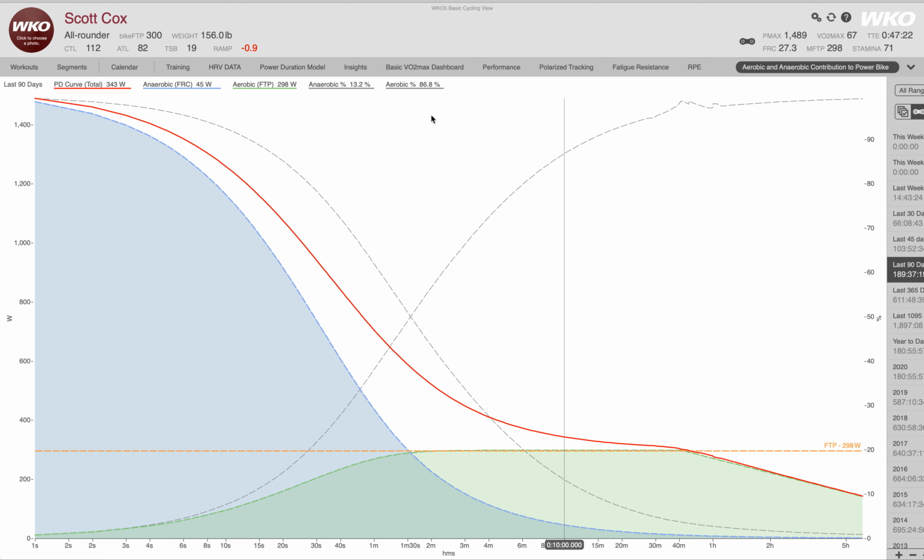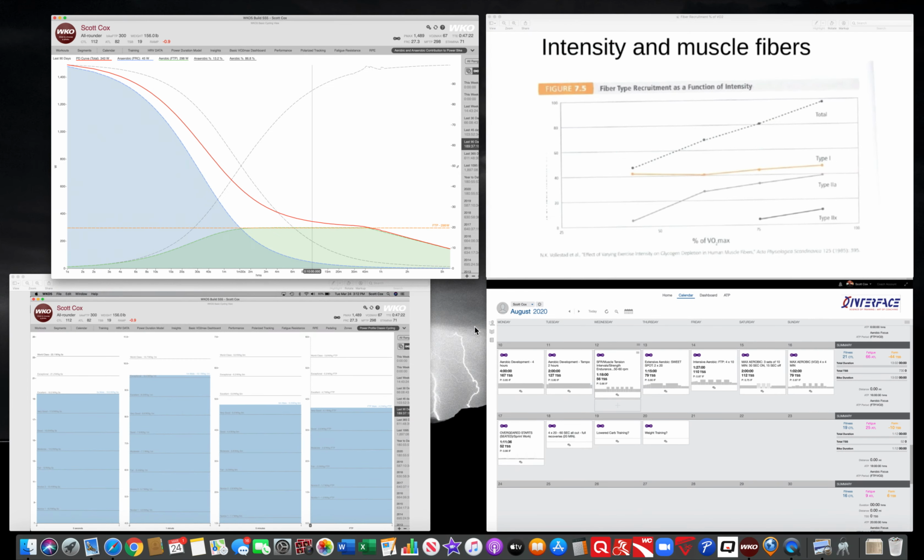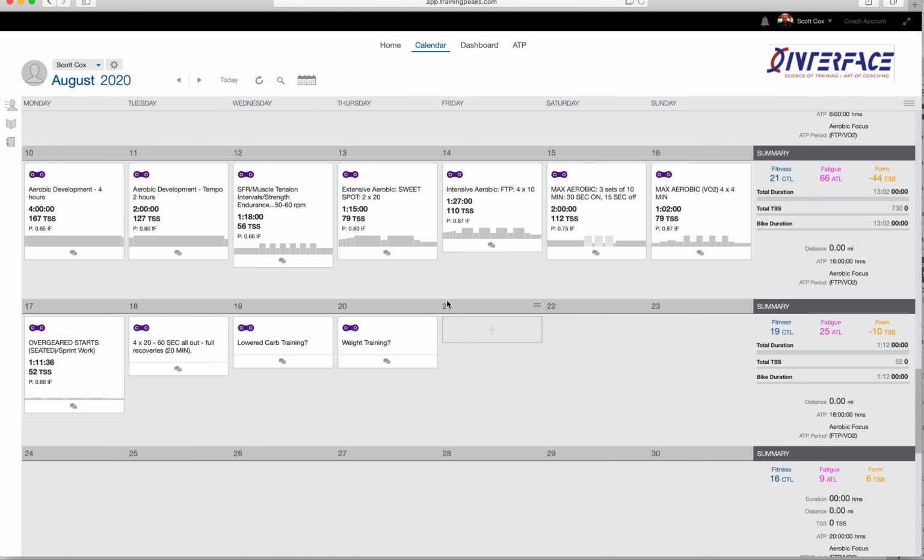So at 10 minutes, I'm 87% aerobic and 13% anaerobic. We'll get into that in a minute, but that's how I use this chart to help determine training intensities and durations. We'll get into that, some common workouts here.